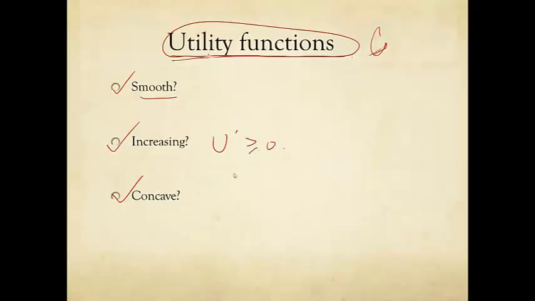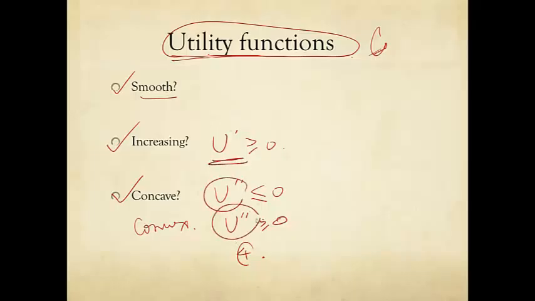What about concavity or convexity? That's about the second derivative. Concave means that it is smaller than or equal to 0, whereas convex means, as you may recall from lecture 4, that the second derivative is bigger than or equal to 0. Of course, this is talking about a single variable. If it's a multivariable function, then the first derivative is a gradient vector, and the second derivative is not a scalar anymore, but the Hessian matrix.